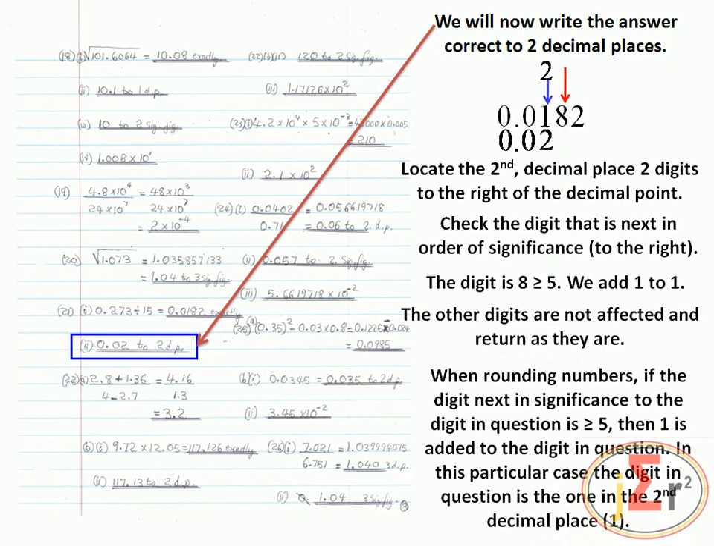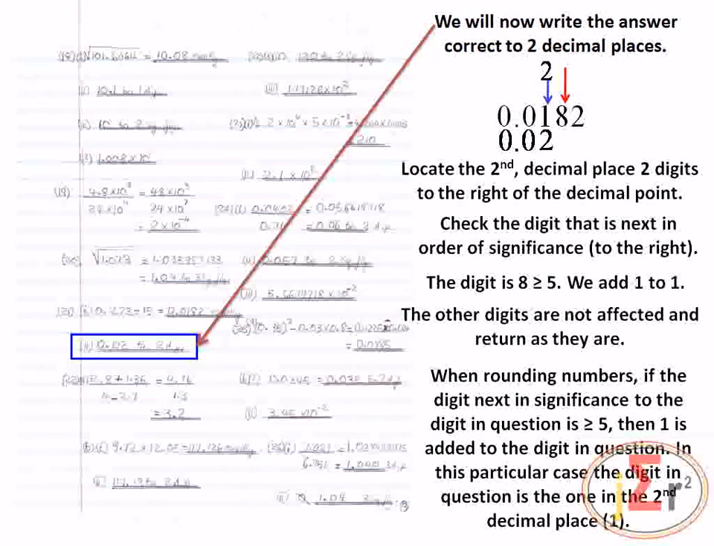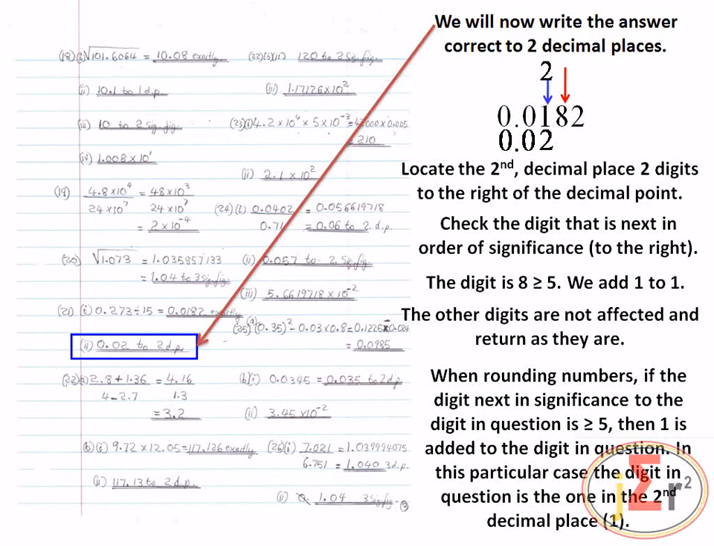When rounding numbers, the digit in question is this one. The one next in significance to it is this. If it is 5 or more, we add 1 to this one. So, if it is greater than or equal to 5, then 1 is added to the digit in question. In this particular case, the digit in question is the one in the second decimal place. Why the one in the second decimal place? Because we are writing the answer correct to 2 places of decimal.